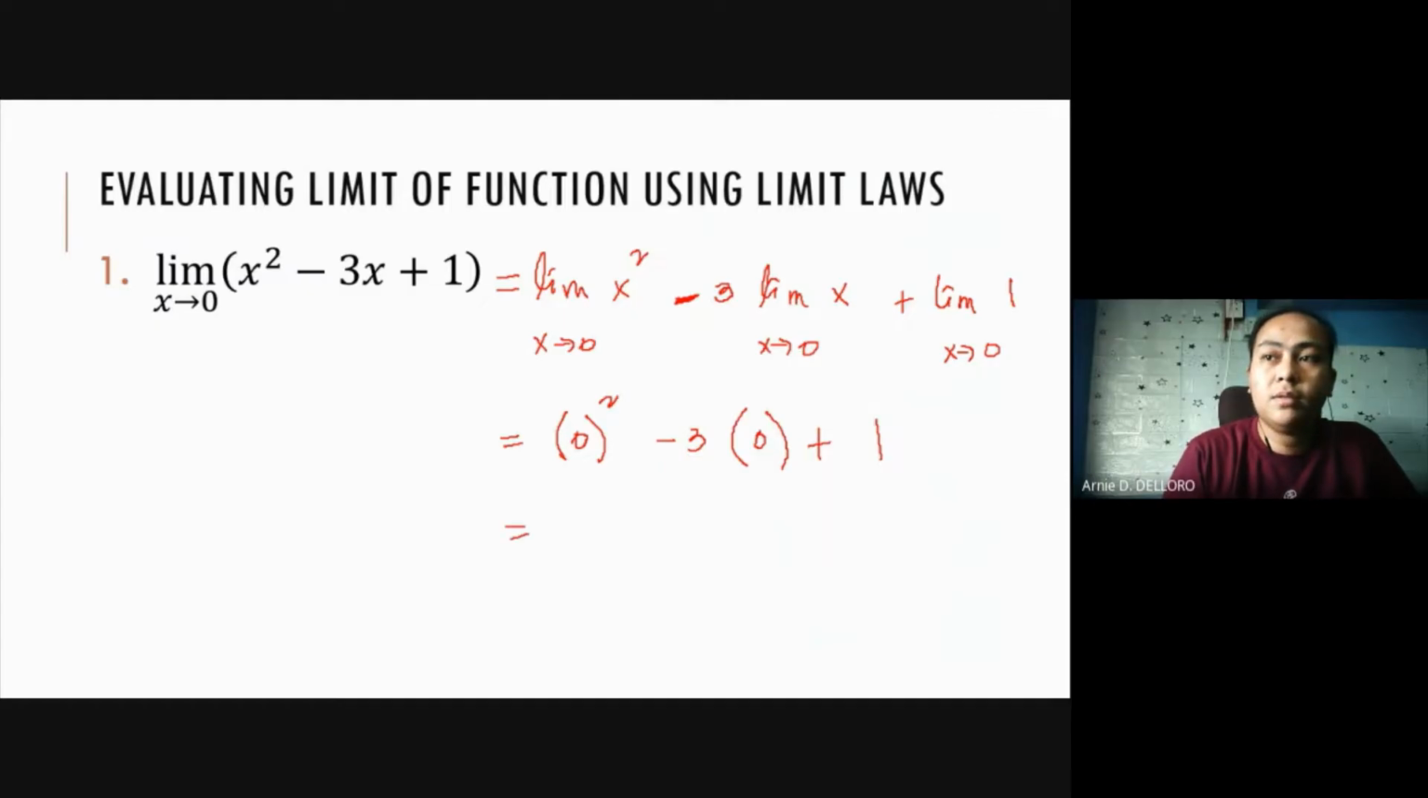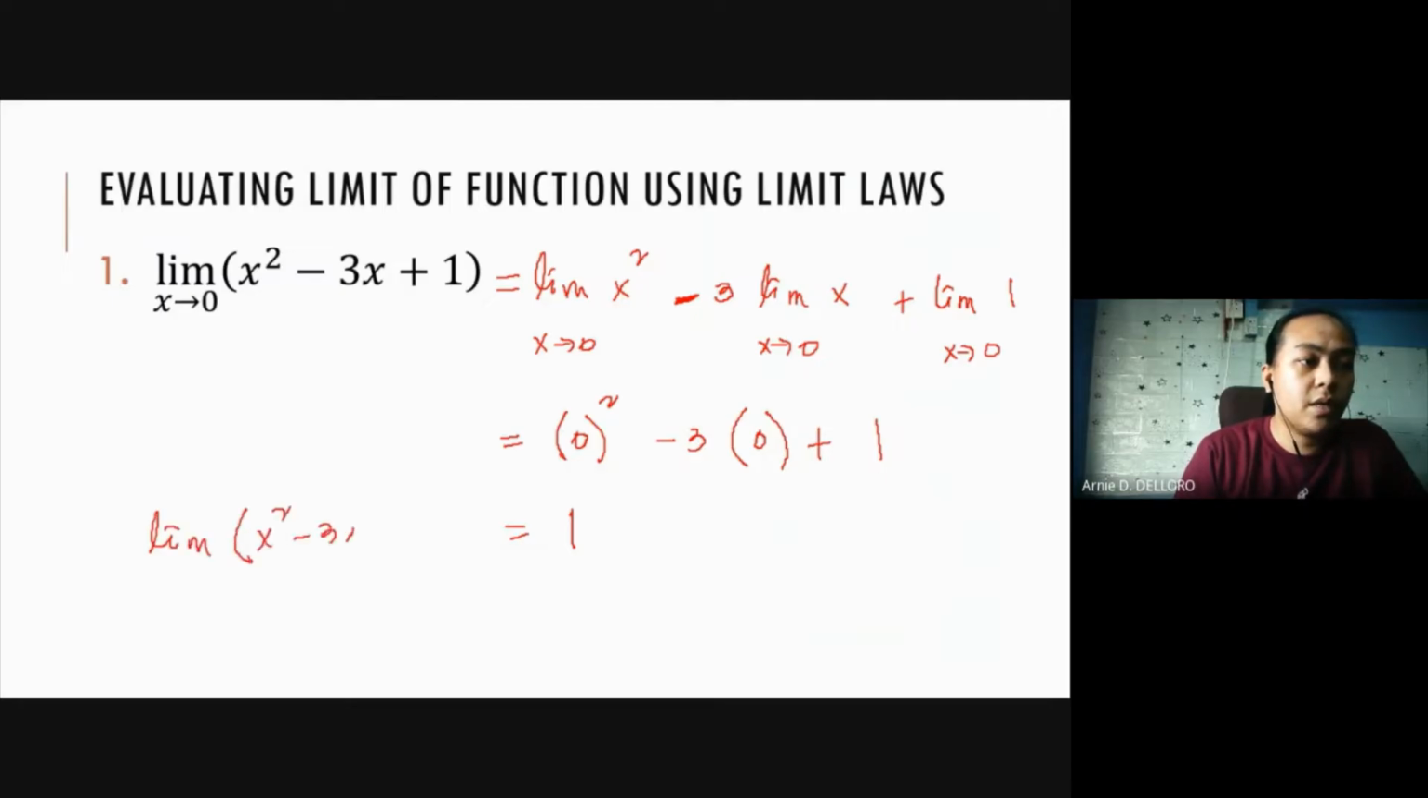Evaluating the equation, we have 0 squared is 0. Negative 3 times 0 is 0. So 0 minus 0 is 0, plus 1 will give us the answer of 1. Therefore, the limit of the function x squared minus 3x plus 1 as x approaches 0 is equal to 1.